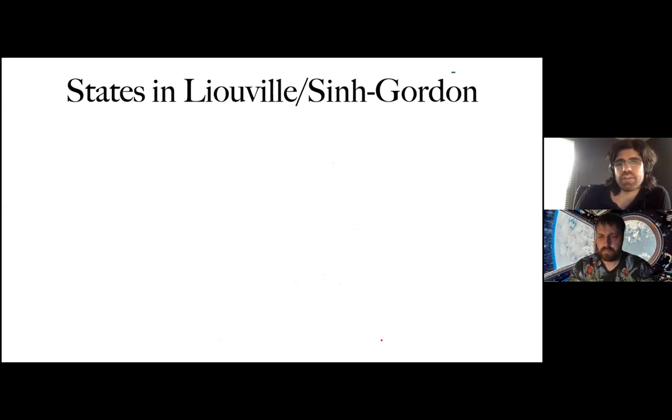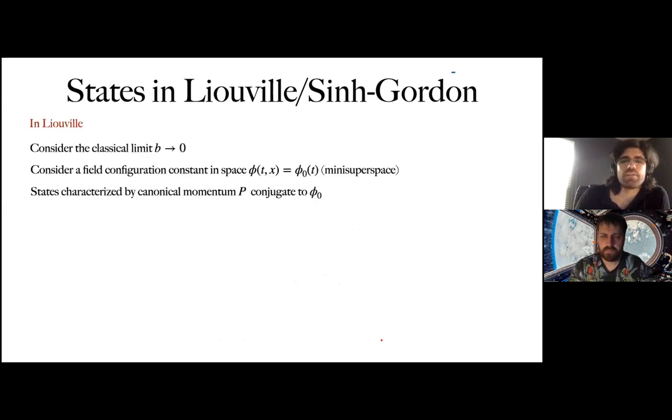Classifying the states in Liouville and sinh-Gordon is a well-known story. In Liouville, to simplify the discussion, we're going to consider the classical limit where we send b to zero, just to understand what this is. And consider a field configuration that is constant in space. This is what's usually called the minisuperspace approximation. In that case, all the states are specified by giving a value to the canonical momentum conjugate to phi naught.